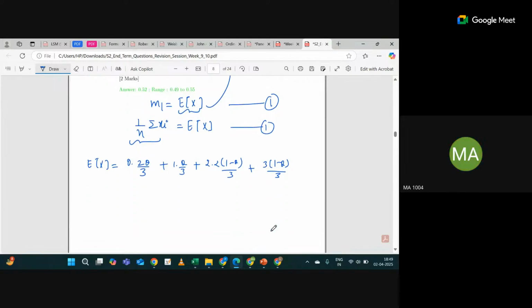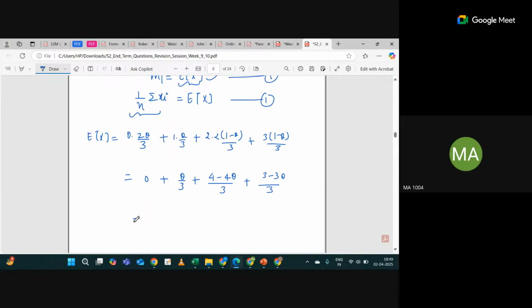So what is the case here? It will be 0 plus theta by 3 plus 4 minus 4 theta by 3 plus 3 minus 3 theta by 3. So you can see the numerator will be 7 minus 6 theta, divided by 3. So this is the expected value of X. This is something we got.